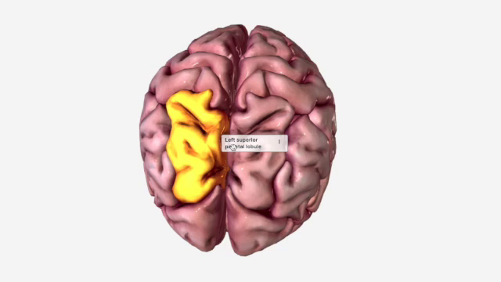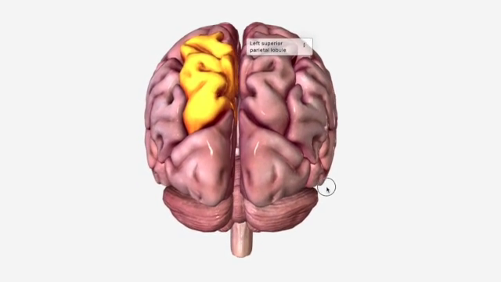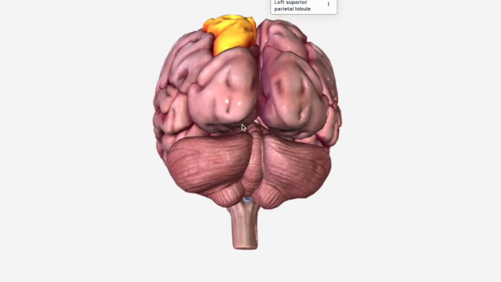Posterior to the parietal lobe is the occipital lobe, which interprets colors, shapes, and motion to what we see in the world today. Here's the occipital lobes, left and right.